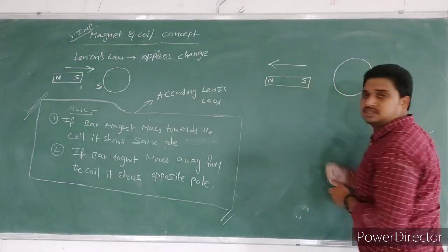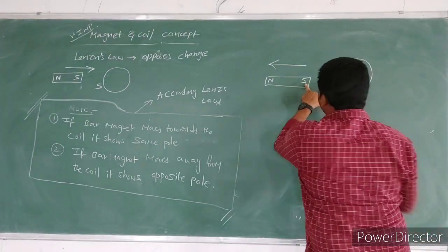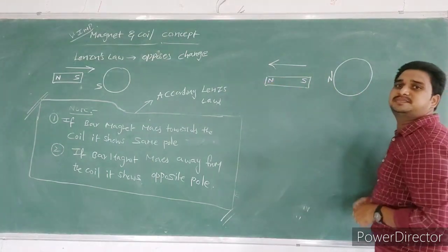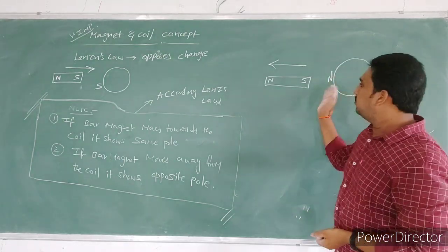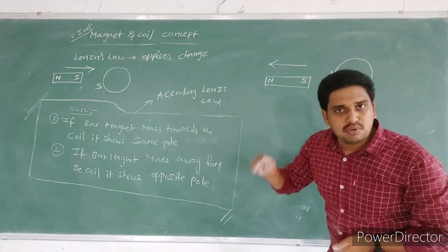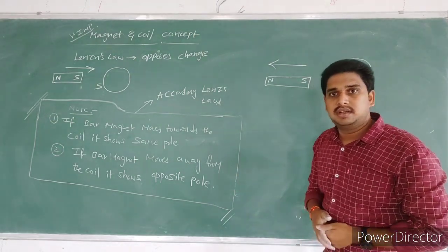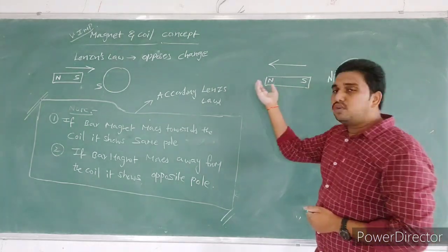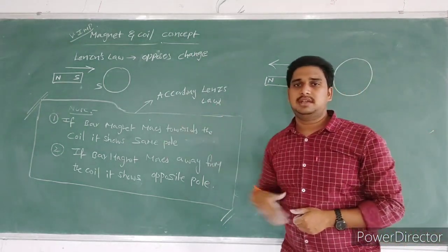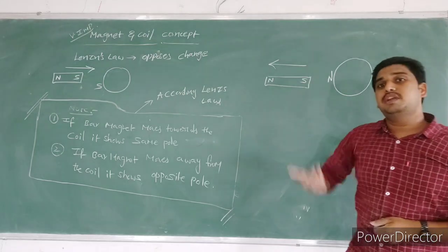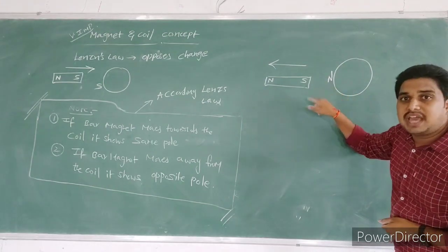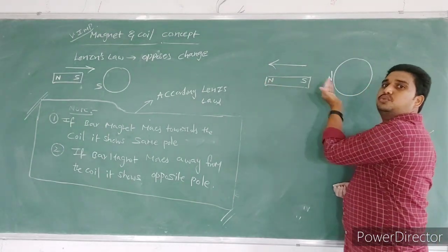How will it move towards? If this is the south pole and you consider a north pole, these are opposite poles. Definitely attraction will happen. Then it will move towards the coil. Do you get my point? Here, the bar magnet moves away from the coil. According to Lenz's law, it opposes the change and brings the bar magnet towards. How will it bring it towards? This is the south pole. If you take a north pole, then attraction will happen. Then definitely it will move towards.